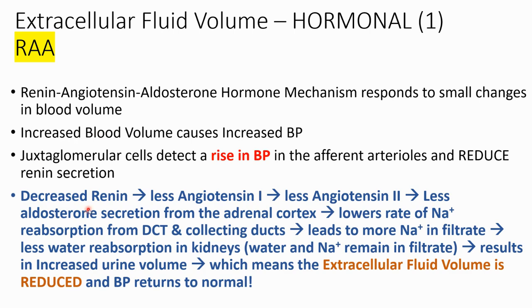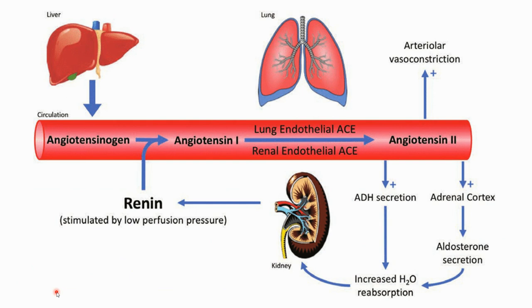So decreased renin means less angiotensin 1, means less angiotensin 2. This was that potent vasoconstrictor. Less aldosterone lowers the sodium reabsorption, leads to more sodium in the filtrate, meaning it's going to go out in the form of urine. Less water reabsorption means, again, more water and sodium going out in the urine. This results in increased urine volume, which means the extracellular fluid volume is reduced, and blood pressure is going to drop, returning to normal.